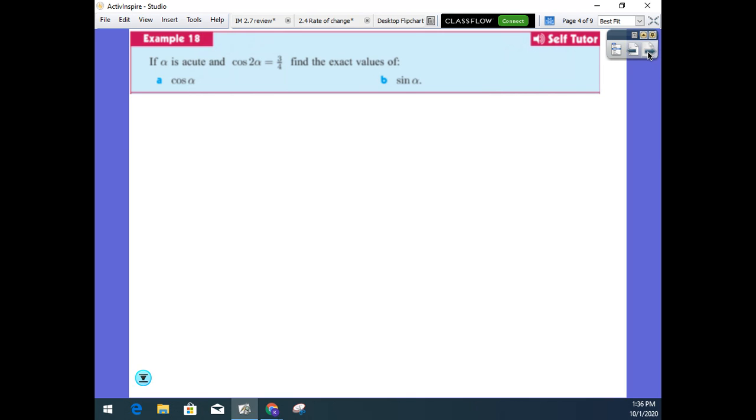Okay. This one's a little bit trickier. When it shows us the cosine double angle, remember how I said there's 3 of them? If we just want to find, oh shoot.